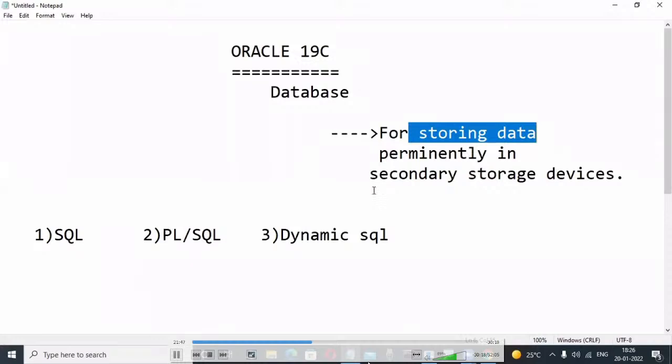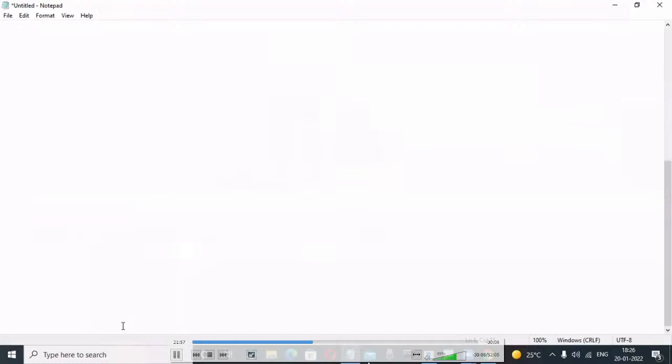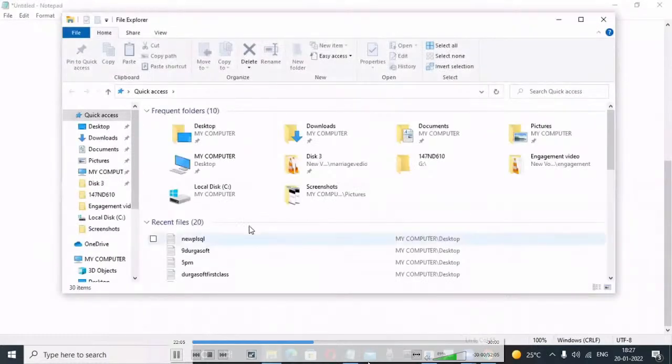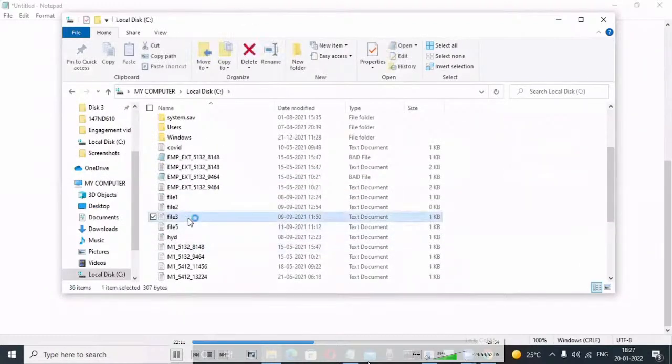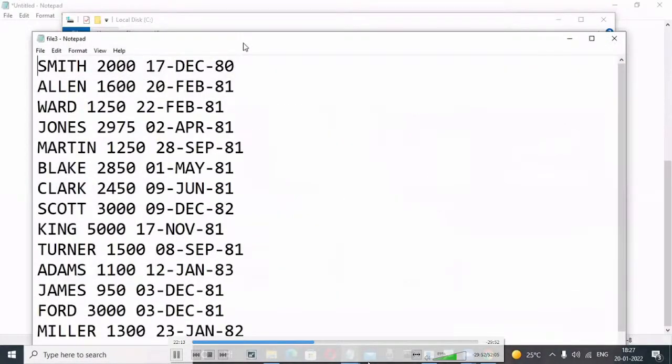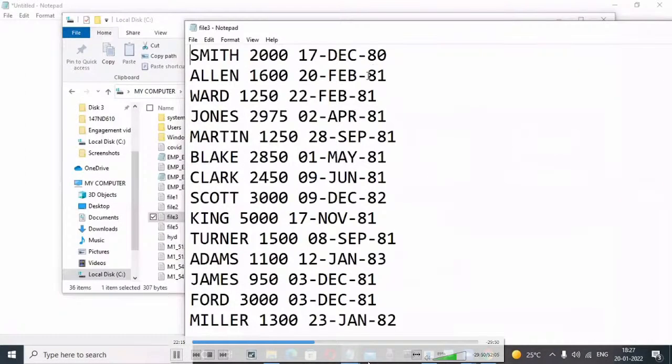What is that? Databases are not only for storing data, but also for efficient retrieval of data, which is important. For example, observe the screen. In the olden days, before 1960, they were storing data in a file format like this. In the history of computing, we learn that a file format also stores data permanently.